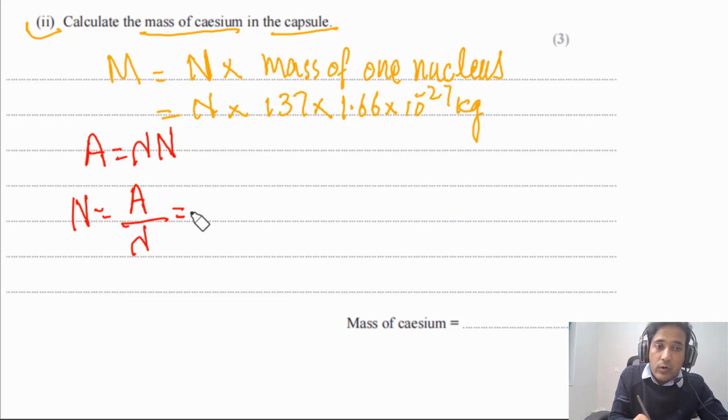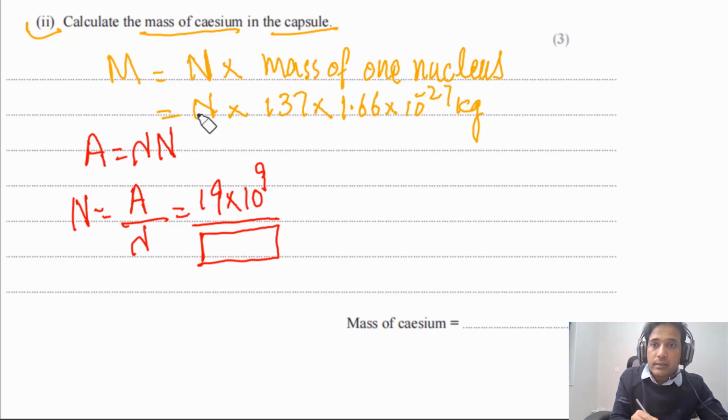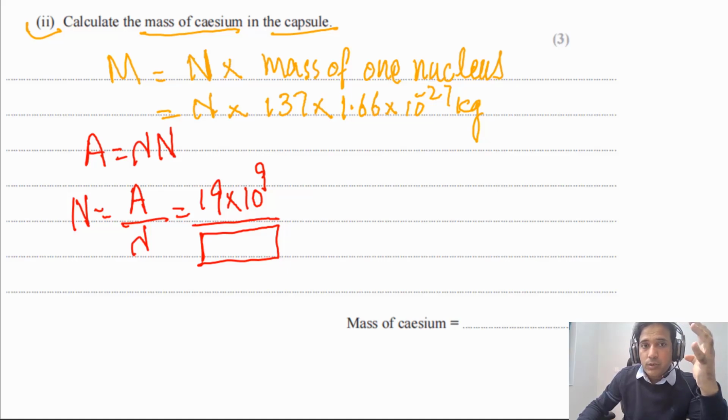Initial activity was 19 gigabecquerel, 10 to the 9. And the value of lambda we have just found in the last part. So if we plug in values, we can find N, then we can plug N here and find the mass. So this is how you need to approach. Now let's go through the complete solution. So this is the main idea. This is what you have to develop in your head, how to approach. Then you can plug in numbers and find the answer.